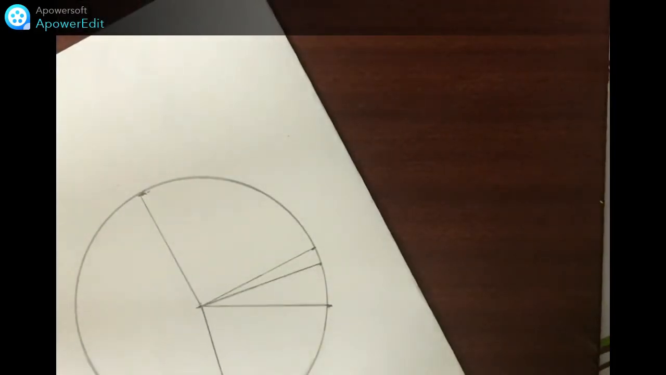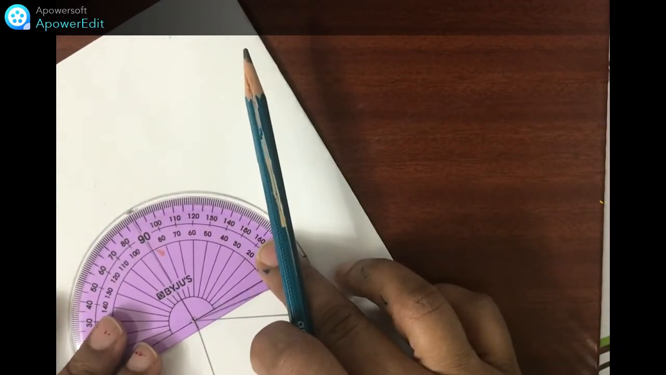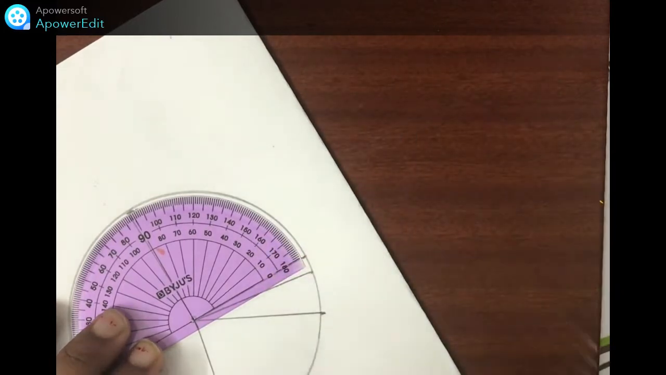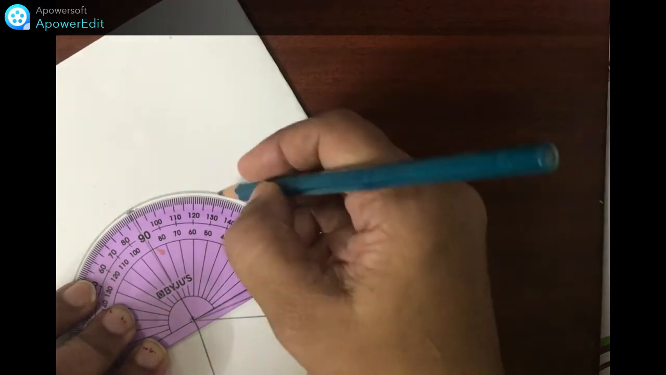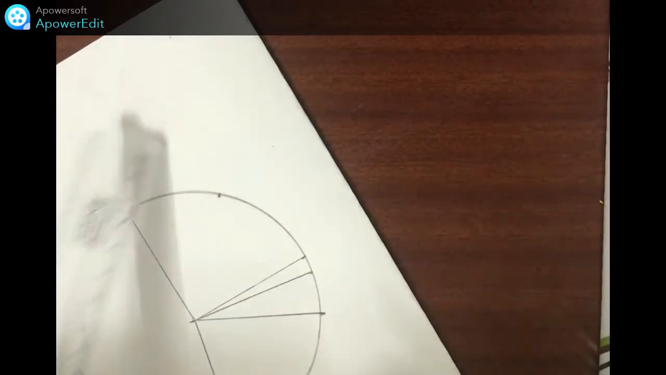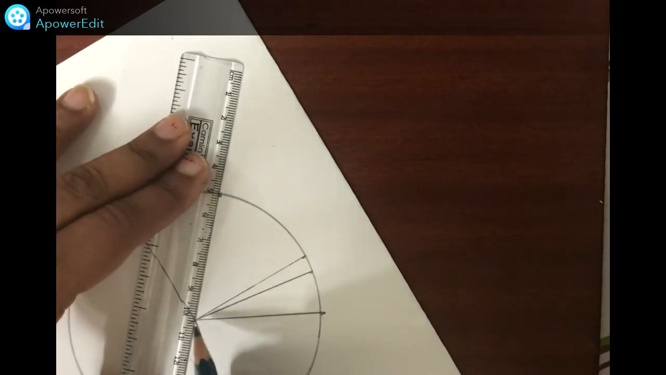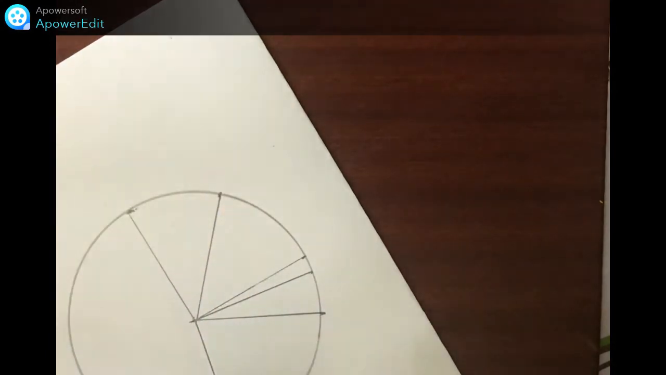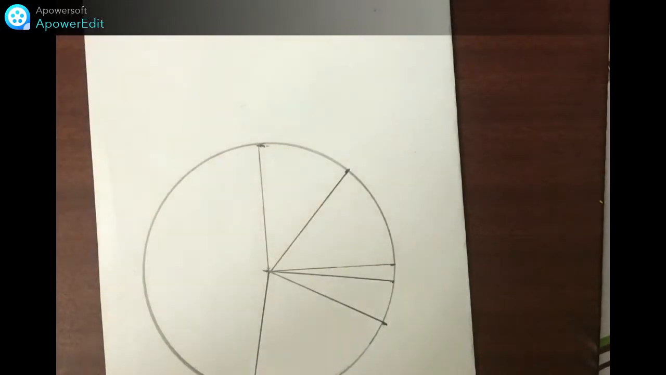Next is 48. So again align your protractor with the center and the line over here of 7 degrees, and you have to draw an angle of 48. So this is 40, this is 50. So here you will have 48. And the last one that is remaining is 46. So naturally this last section is automatically the remaining part, that is 46.